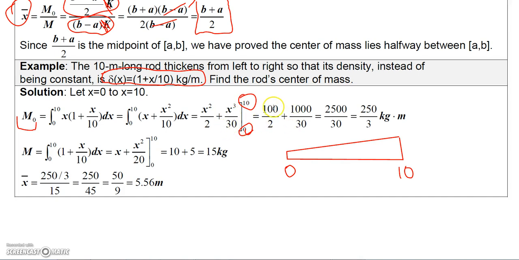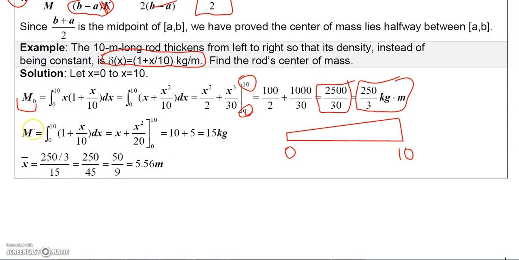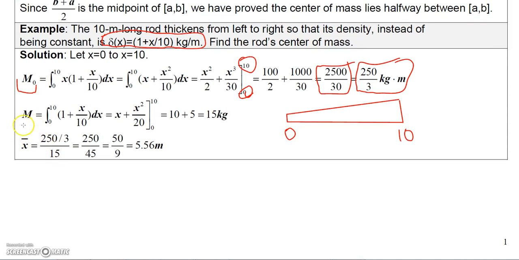If we add these two together, 100 over 2 can be written as 1,500 over 30. So you get 1,500 over 30 plus 1,000 over 30, which is 2,500 over 30, and that reduces to 250 thirds kilogram meters. Okay, so that's the moment about the origin.